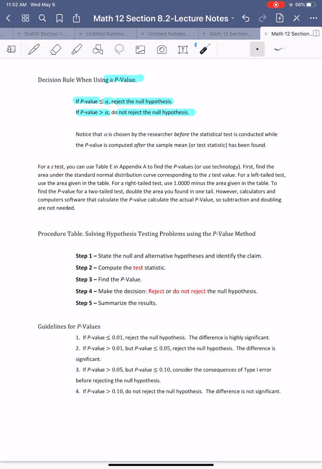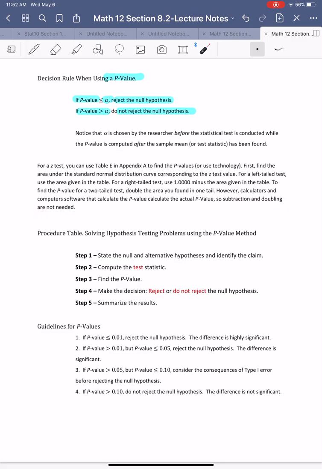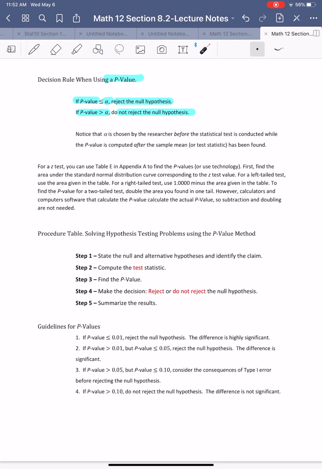For the z-test, using Table E, Appendix A, to find the p-value, first find the area under the standard normal distribution curve corresponding to the z-test value. For a left-tail test, use the area given in the table. For a right-tail test, use 1 minus the area given in the table. For a two-tail test, double the area found for one tail. However, calculators and computer software calculate the actual p-value, so subtracting and doubling is not needed if you use a graphing calculator or other technology.